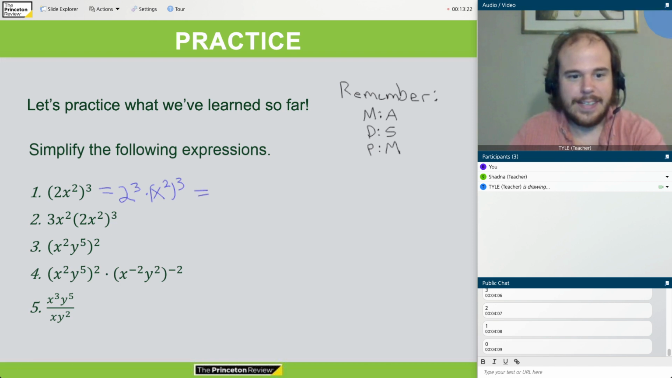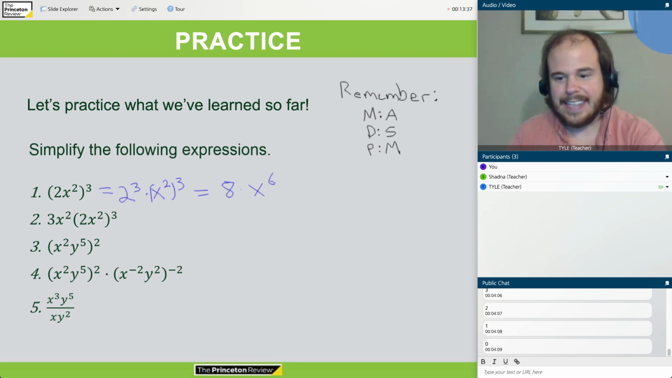We know that 2 cubed equals 8, because that's 2 times 2 times 2. Now we use the power rule. We're raising x squared to a power, and so we multiply the exponent by the power we're raising it to, and 2 times 3 is 6. So the answer is 8x to the 6th.